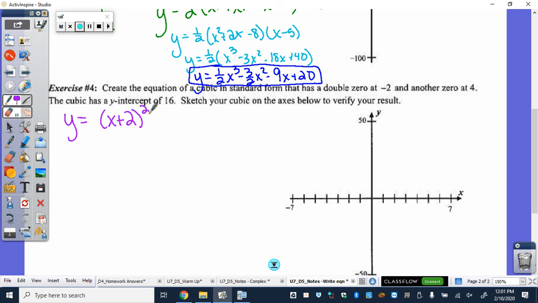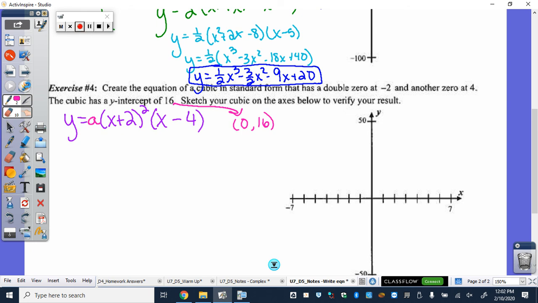double root at negative 2, so that means that would be (x plus 2) squared. And then another 0 at positive 4, so that would be x minus 4. So they told us we have a y-intercept at 16. So what would that look like as a point? (0, 16). So we can use that to help us find our a value.